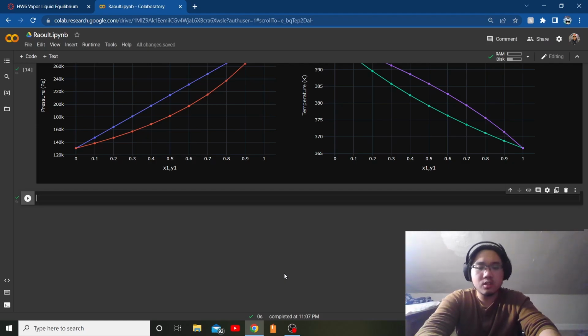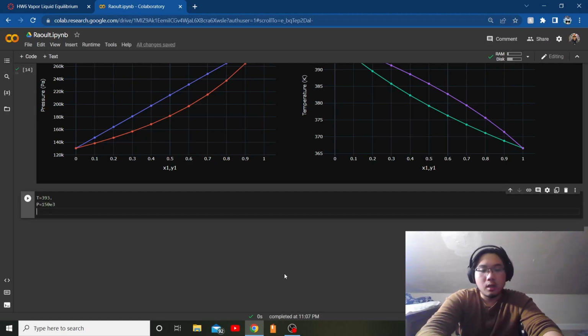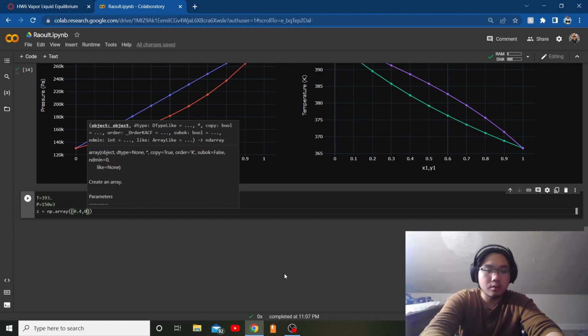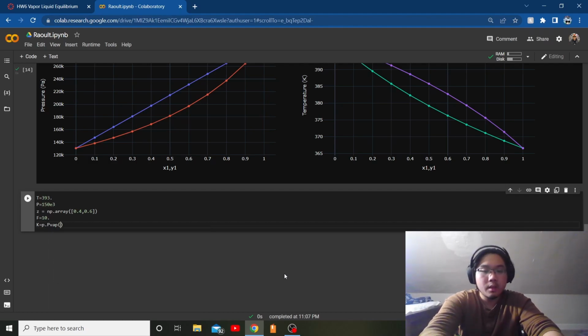So to begin with, let's just put in all our known parameters. So firstly, it's at 393 Kelvin. The pressure is at 150,000 pascals. We know our composition of the feed, right? That's 0.4 benzene and 0.6 toluene. We also know our total feed, which is 10 moles per second. And we also know our K value, which is, remember, the pure component vapor pressure at that temperature divided by the pressure. And that's about it for our knowns.